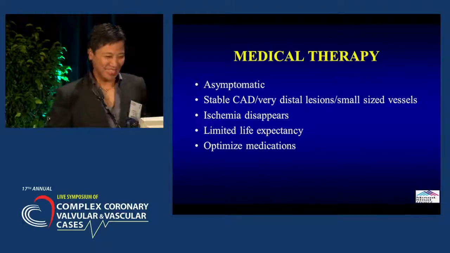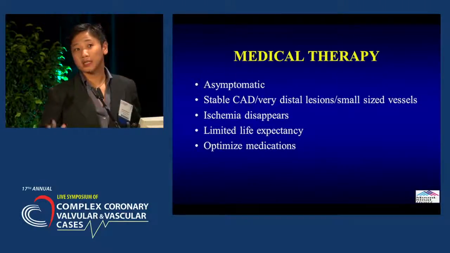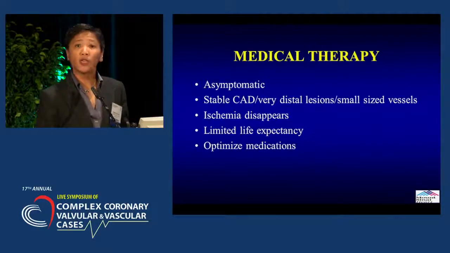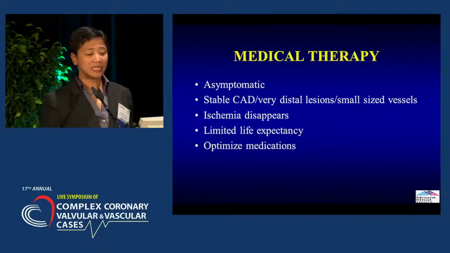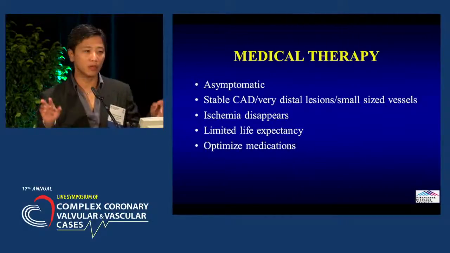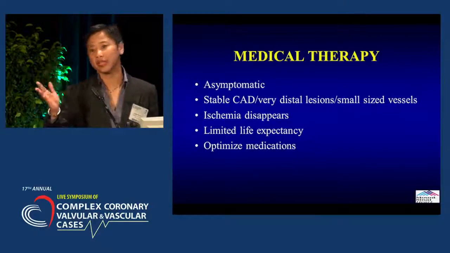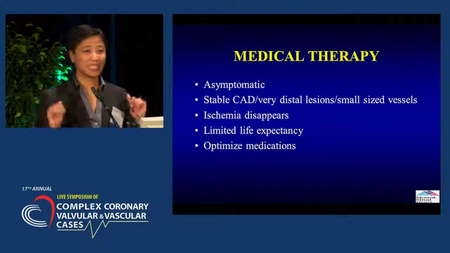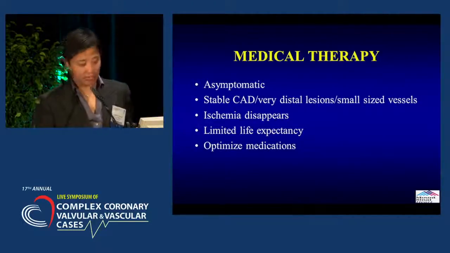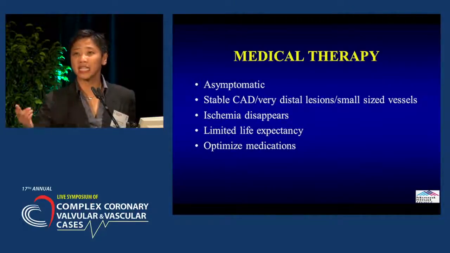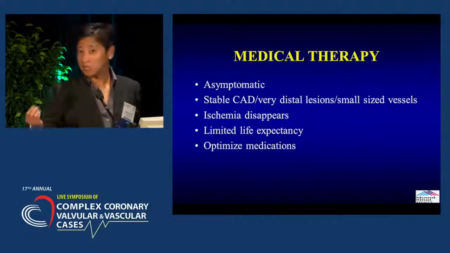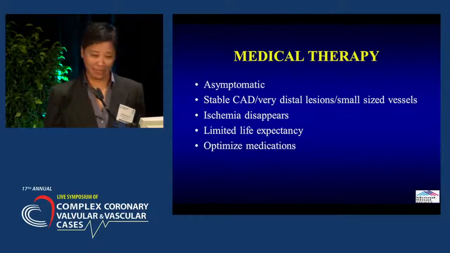It is a test. So now we've established there's a lesion. When do we do medical therapy? Patient just comes in for a routine test. Patient is asymptomatic. They said, oh, there was some abnormality, questionable indeterminate stress test. Some physician sends them to you, let's take some pictures. Stable CAD, very small blockage, very distal lesion, small sized vessel, blockage on the branch of the branch of the branch. I don't think we have to fix that.